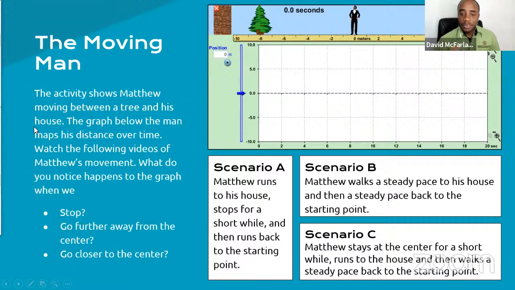So my friend Matthew is moving between a tree and his house. Now we're going to talk specifically about distance and time. We're going to look at some movement. In this scenario, Matthew is up at the top right corner of the screen, and below there is a graph that is going to map Matthew's distance over time. So here's what you are going to do. You are going to watch the following videos of Matthew's movement, and take note of what happens when Matthew stops, when he goes further away from the center, and when he goes closer to the center. Watch Matthew very carefully, compare what he's doing to the graph, and make your little notes.